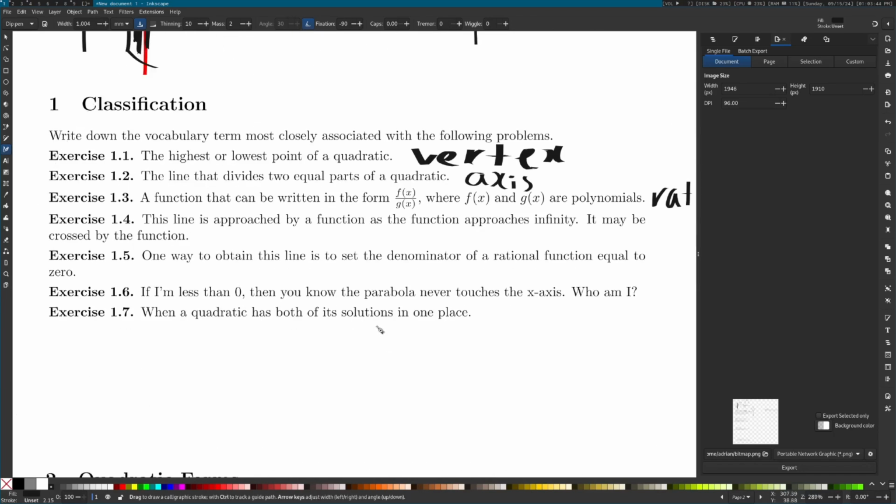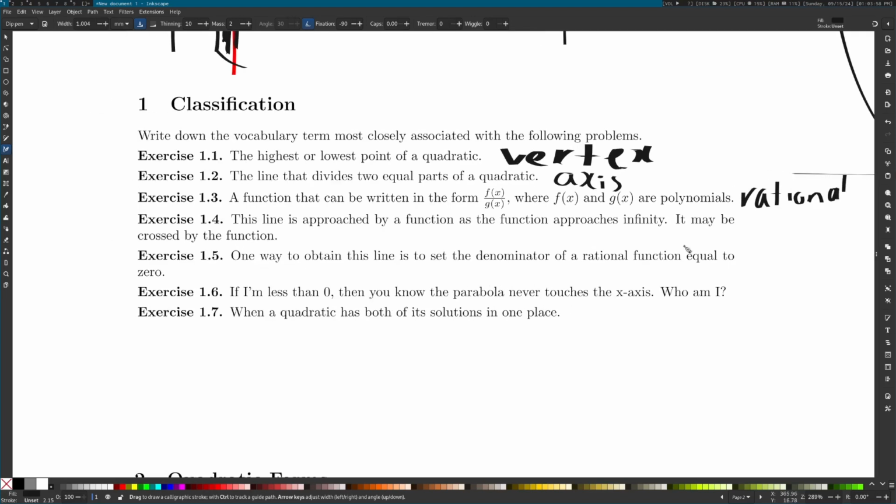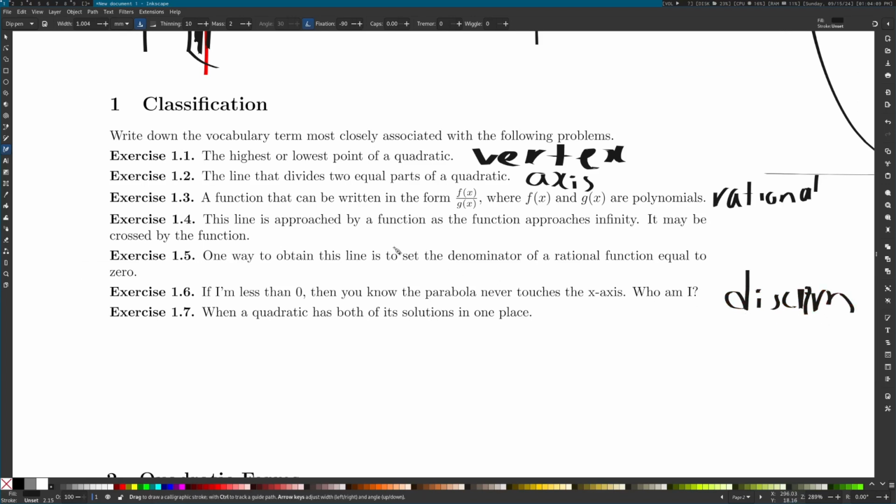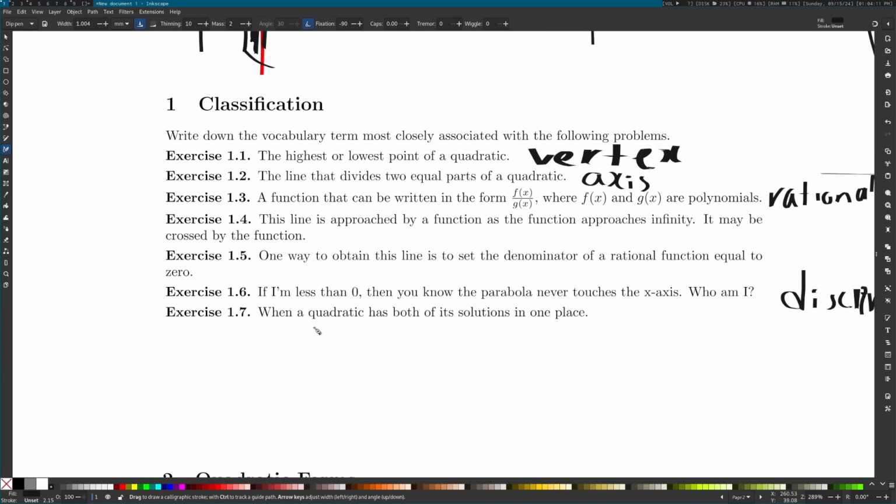If I'm less than 0, then you know the parabola never touches the x-axis. Who am I? So this is talking about the types of solutions. If it never touches the x-axis, it means there are no solutions. What could that refer to? Discriminant? Yep, that's the discriminant. And the last term is when a quadratic has both of its solutions in one place.